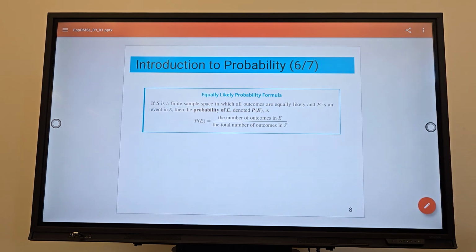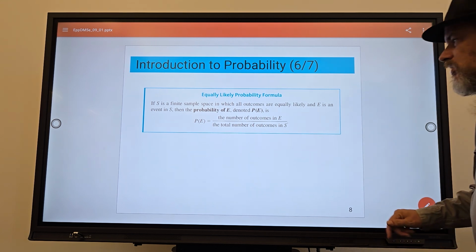So the equally likely probability formula is just the number of outcomes in E divided by the total number of outcomes in S. So there's one possible outcome, heads, from flipping a coin, and there are 2 possible outcomes, so it's 1 out of 2, or 50%, or 0.5.